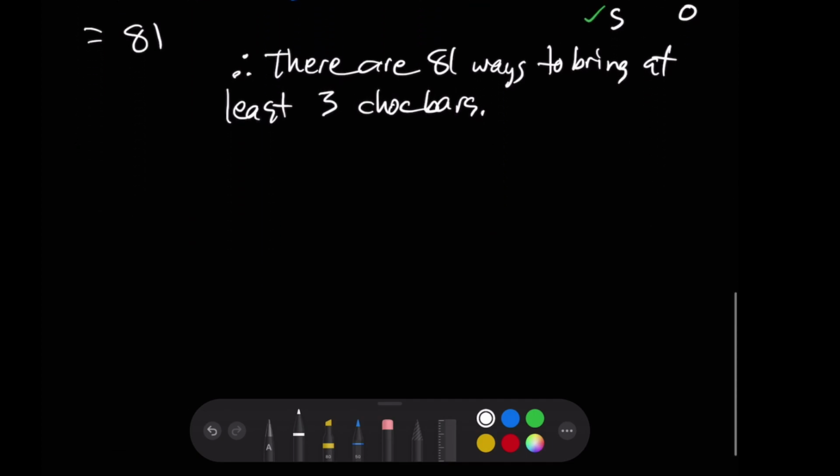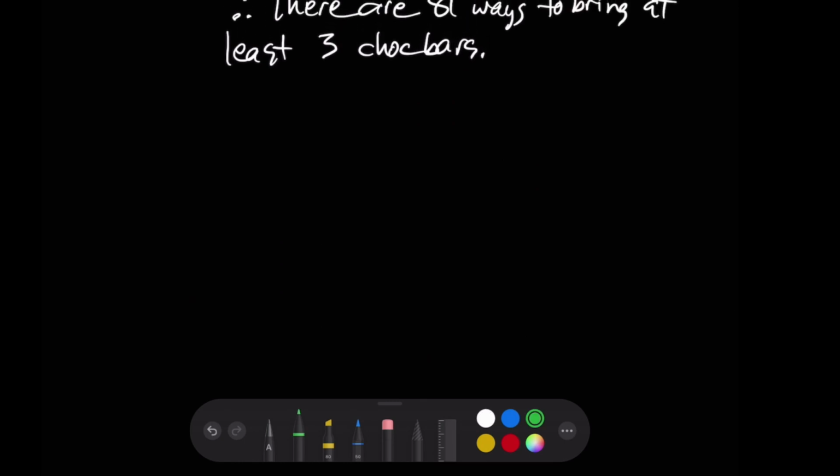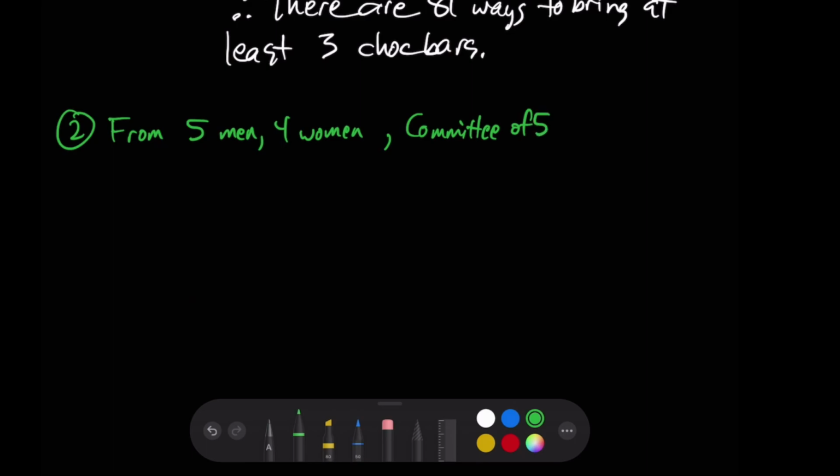I don't know if I'm going to take the time to go all through all of number 2, but we'll at least start. Number 2 says, from a group of 5 men and 4 women, determine how many committees of 5 people can be formed. With A, no restrictions, B, exactly 3 women, C, exactly 4 men, D, no women, E, at least 2 men, F, at least 3 women.